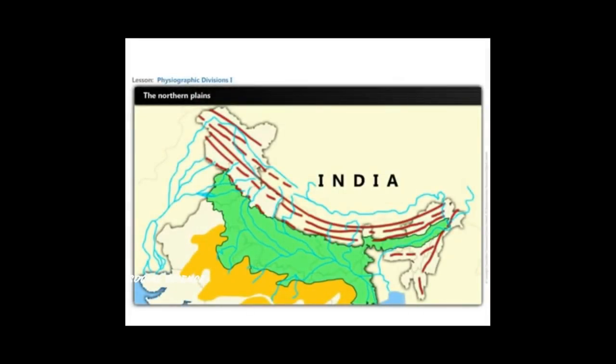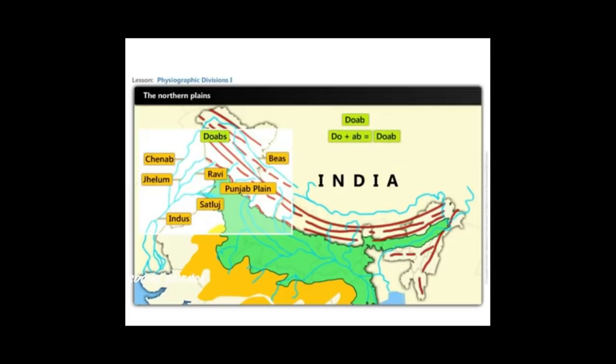The northern plain is broadly divided into three sections: Punjab Plain, Ganga Plain and Brahmaputra Plain. The western part of the northern plain is referred to as the Punjab Plains, which is formed by the Indus and its tributaries originating in the Himalayas: the Jhelum, the Chenab, the Ravi, the Beas, and the Sutlej. This section of the plain is dominated by the Doabs.